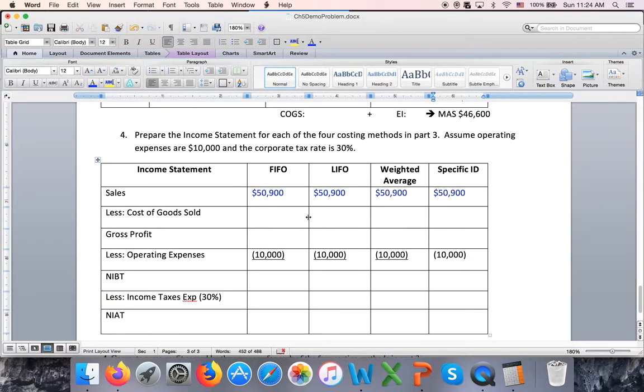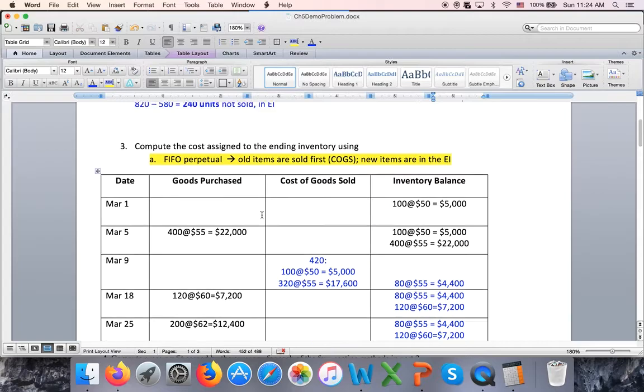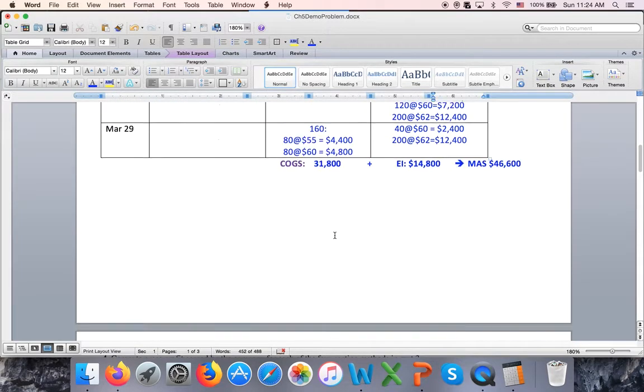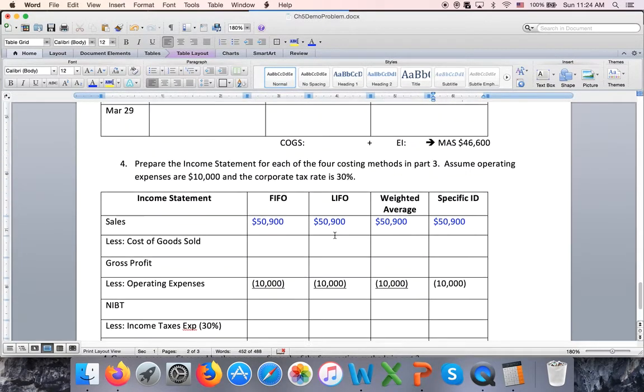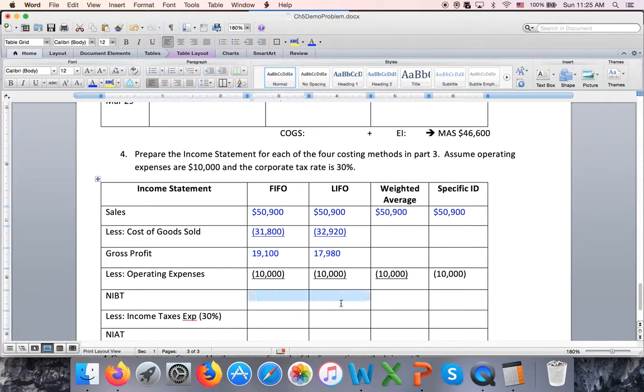So we already did FIFO and LIFO, right? Under FIFO, I'm going to take 31,800, and under LIFO, I'm going to take 32,920. So then my gross profit is higher under FIFO. Operating expenses are the same, 10,000. So these are your operating expenses, not COGS. And so NIBT, which is net income before taxes, as you can see, is higher under FIFO, which is positive.